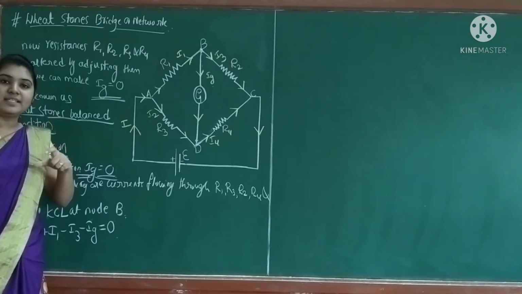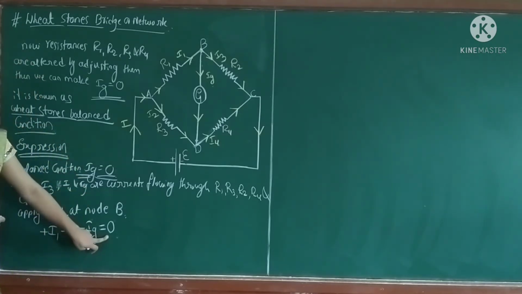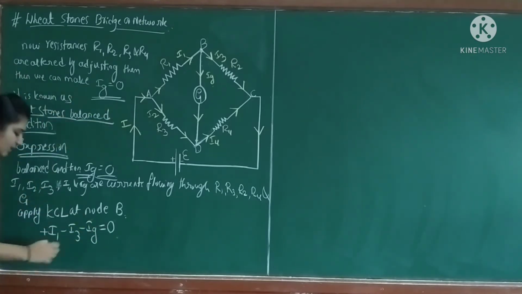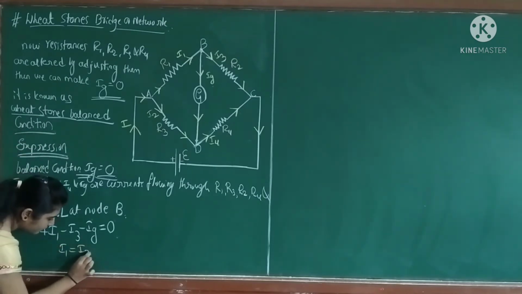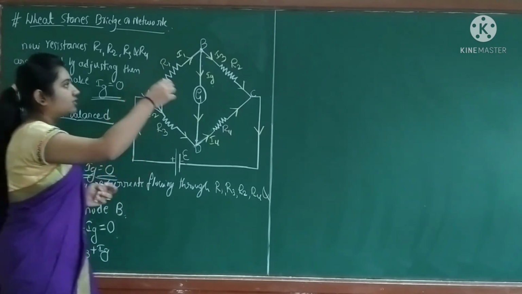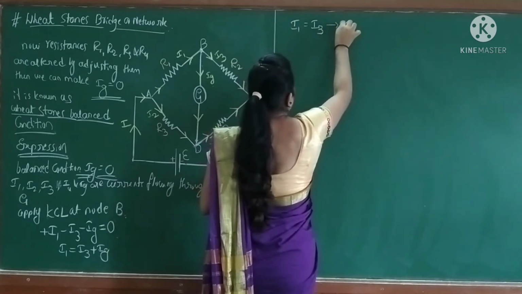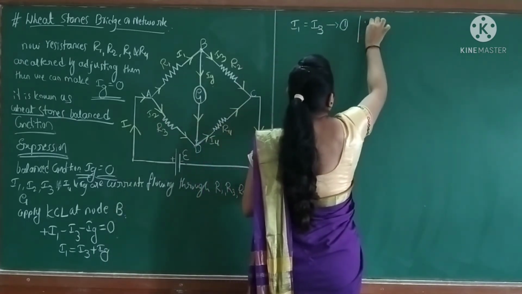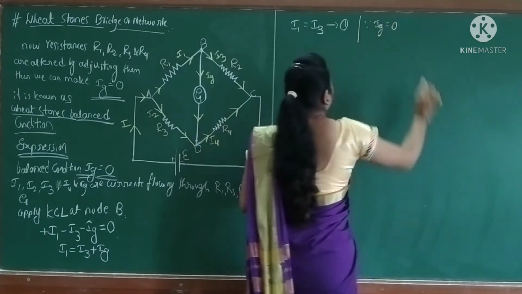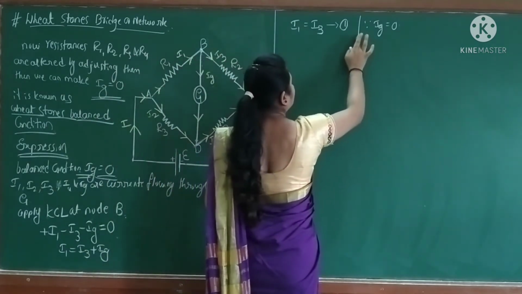We learned in the law that the algebraic sum of the currents is equal to 0. Yes, that's why I took 0 here. So look here, these two are minus, send them to the other side. So I1 is equal to I3 plus Ig, but Ig is equal to what? 0, you already know that. So here I will write I1 is equal to I3. Take it as equation number 1, because Ig is equal to 0. Correct? Yes.